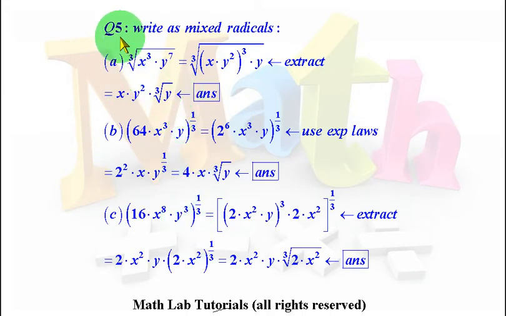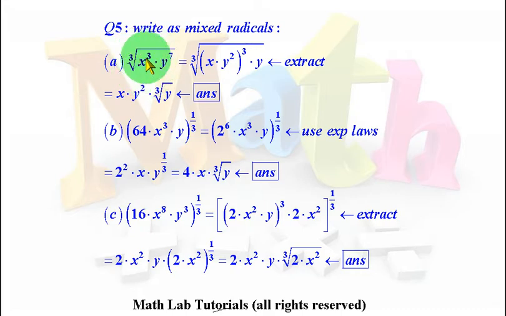Let's look at question 5. What we are doing is writing as mixed radicals. So they're going to give you some sort of an entire radical here, and our job is to reduce the radical to rewrite it in mixed radical form. We did this in the previous video, so let's go ahead and do it again.